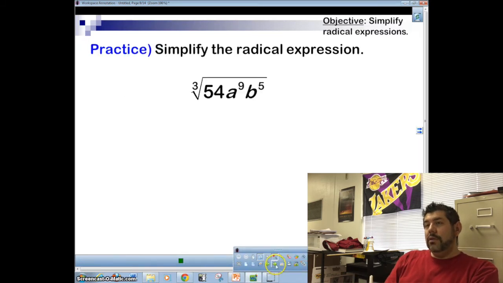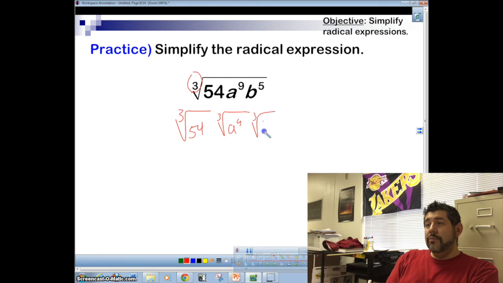All right. So again, this is a practice one. We'll do that one in class if you want to ask me. Again, it's a cube root, so you're taking the cube root of 54, the cube root of 8 to the 9, the cube root of b to the 5th, and you're doing just like we did with the square roots, okay?